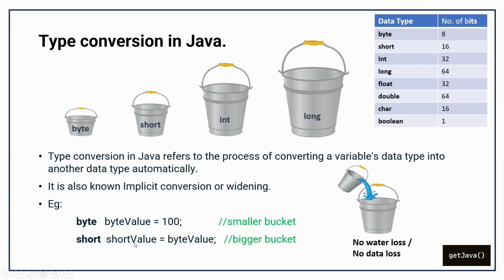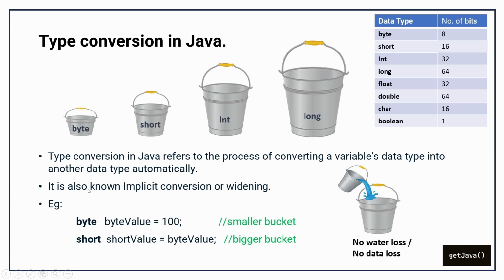So this is done automatically by Java and it is called type conversion in Java, where we are trying to store value from a smaller data type to larger data type. And in this case, obviously, there will be no data loss because we are trying to store value from a smaller data type which is having smaller range to bigger data type which is having a bigger range. Obviously, it can accommodate all the values of byte. And similarly, int can accommodate all the values of short and byte.